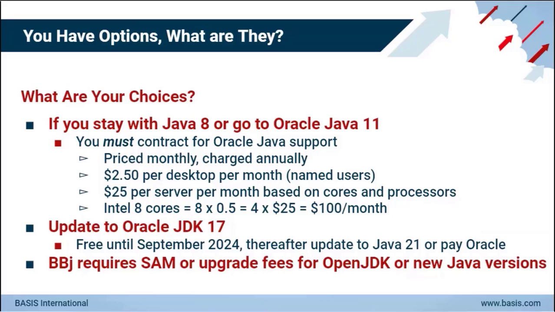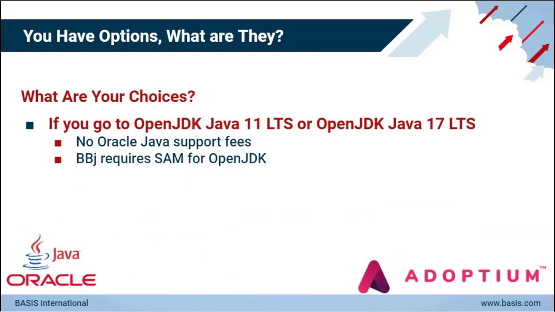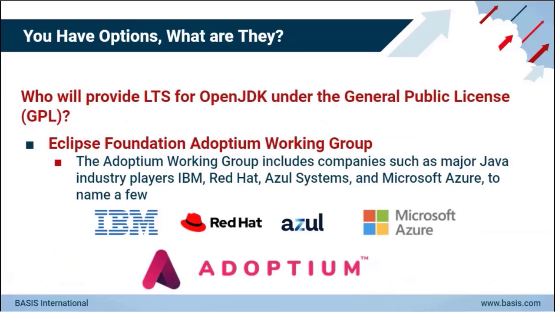It's worth repeating. If you're staying with Java 8 or Oracle Java 11, you must contract with Oracle for the security of your applications and your customers. Your BBJ SAM eliminates the Oracle Java support fees entirely and enables the use of either OpenJDK 11 or OpenJDK 17.